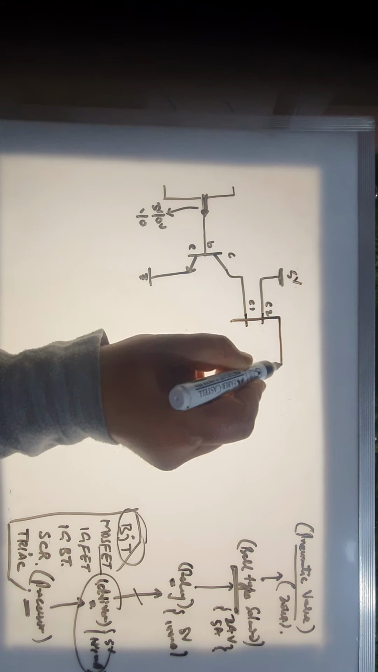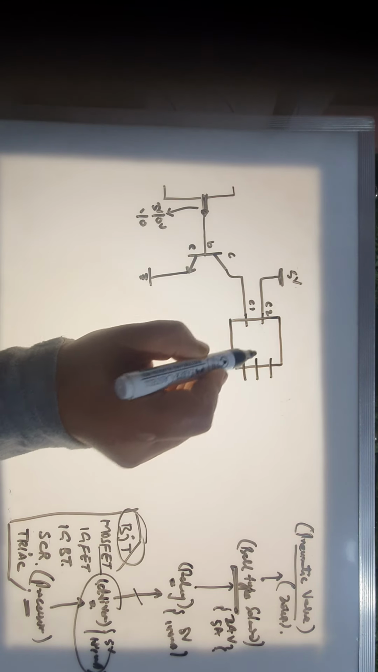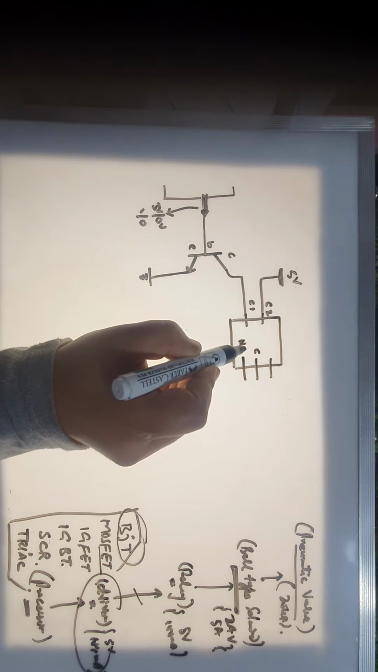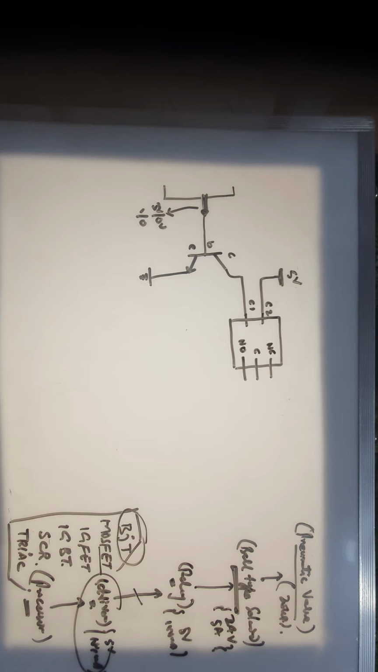So then you have this relay. On the other side of the relay you will have three contacts. One is common, the second one is normally open, the third one is normally closed. Now we have to put the solenoid, the ball type solenoid.